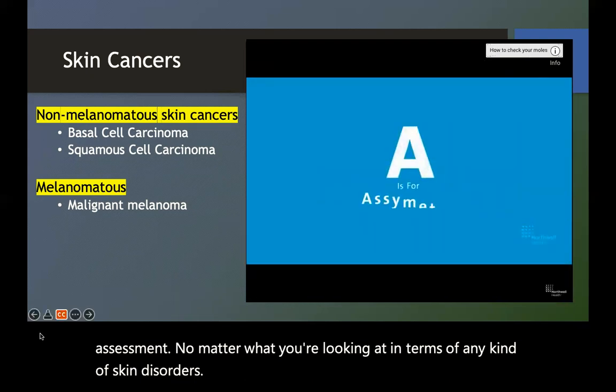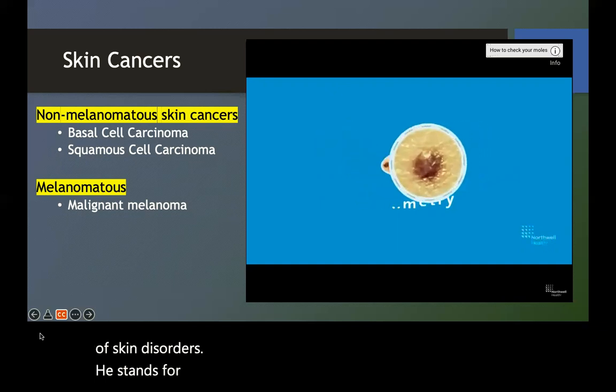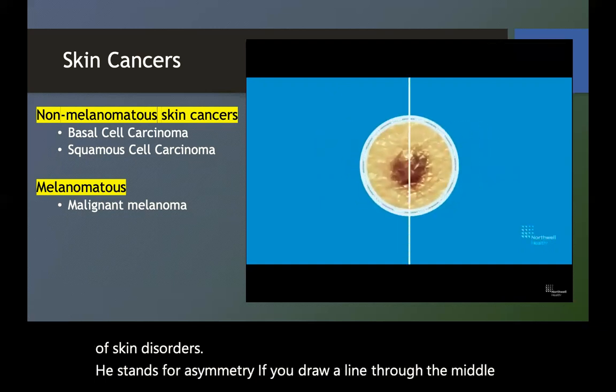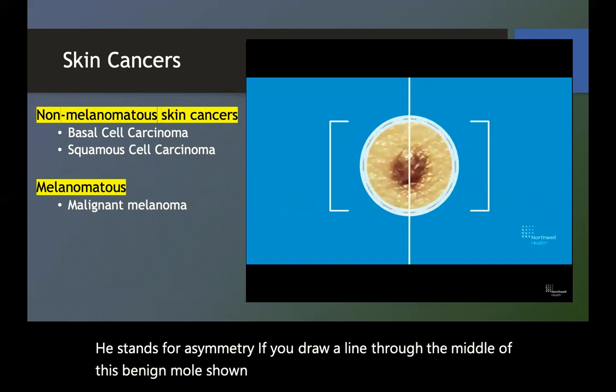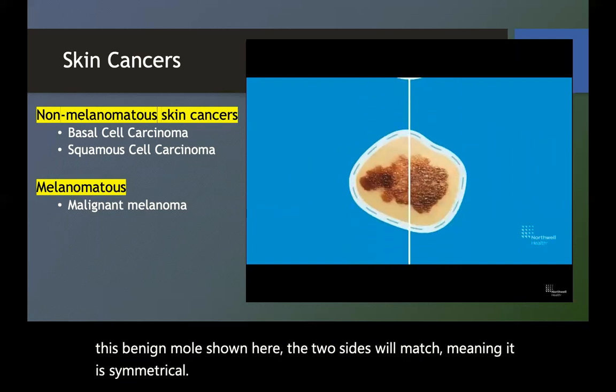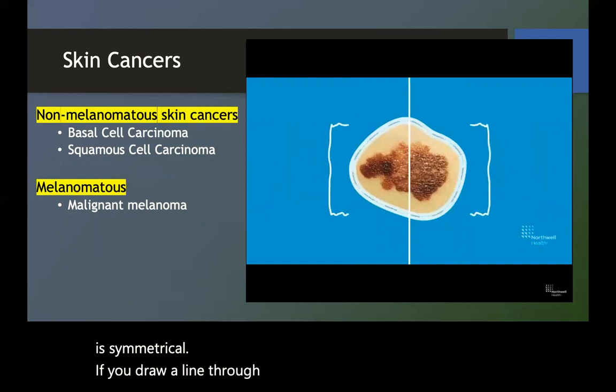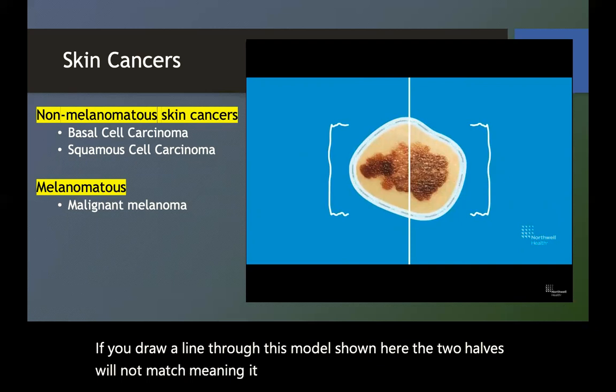A stands for asymmetry. If you draw a line through the middle of this benign mole shown here, the two sides will match, meaning it is symmetrical. If you draw a line through this mole shown here, the two halves will not match, meaning it is asymmetrical, a warning sign for melanoma.